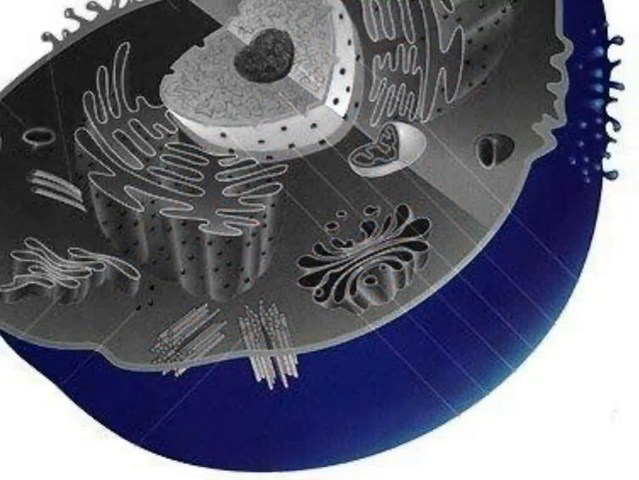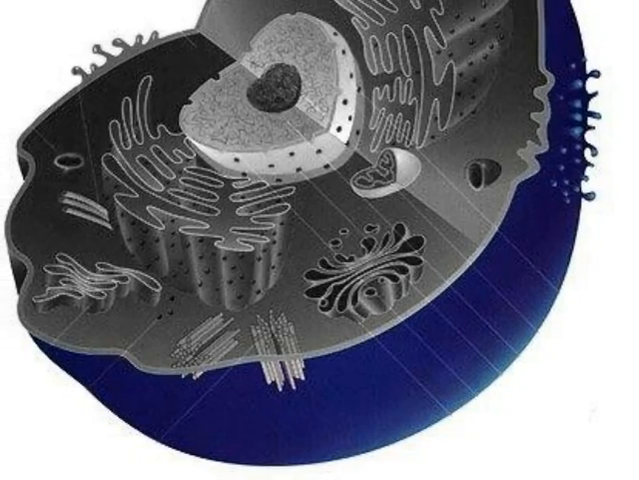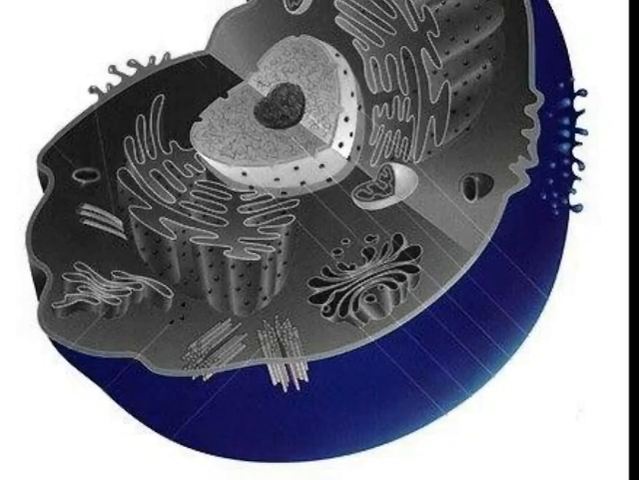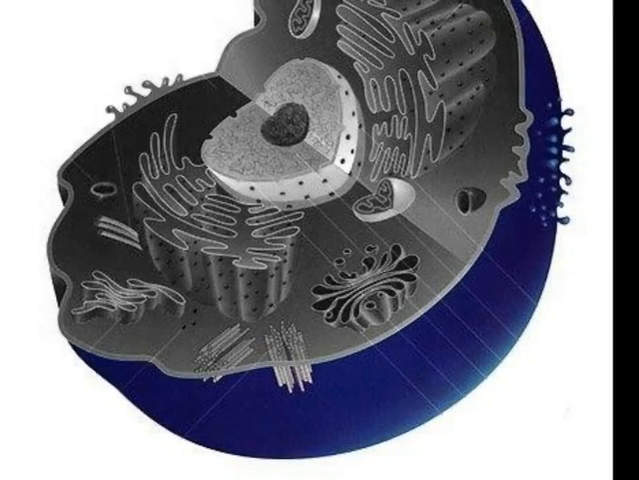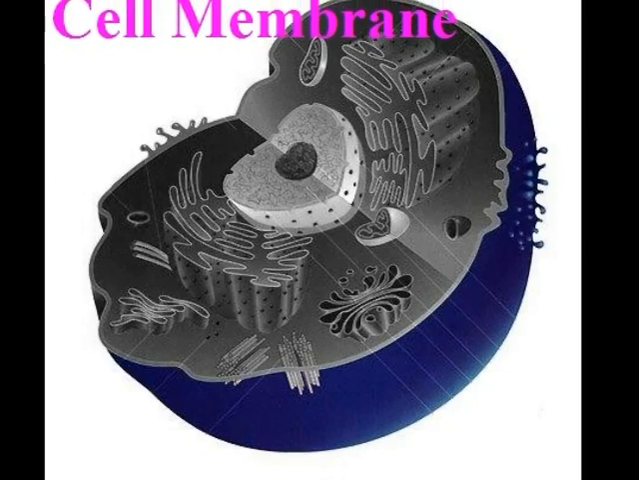Straight ahead is the cell membrane. The cell membrane is a thin layer of protein and fat that surrounds the cell. It is semi-permeable, meaning it allows some substances to enter the cell and blocks others.